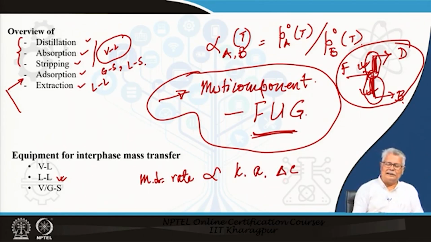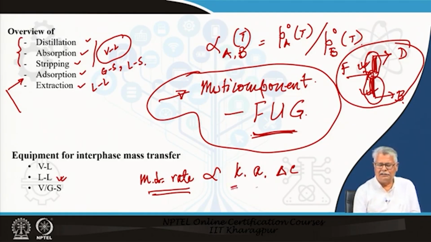Now, what I say here is, if I have to increase the rate, why do I want to increase the rate? Because if I have a higher rate of mass transfer, possibly with the same equipment I will be handling a larger amount of feed quantity per unit time. That is one advantage. Or if my feed quantity is fixed, my size of equipment is going to be smaller. Now, what are the ways you can increase the mass transfer rate?